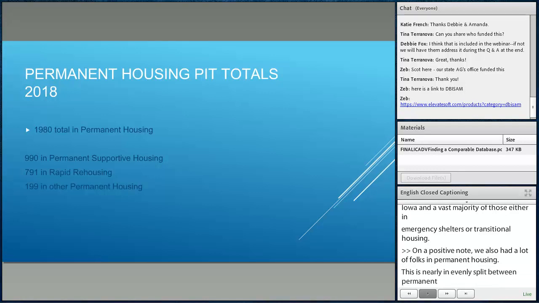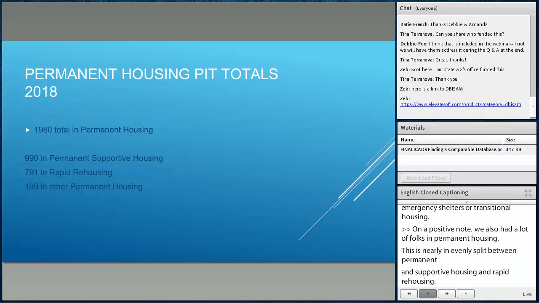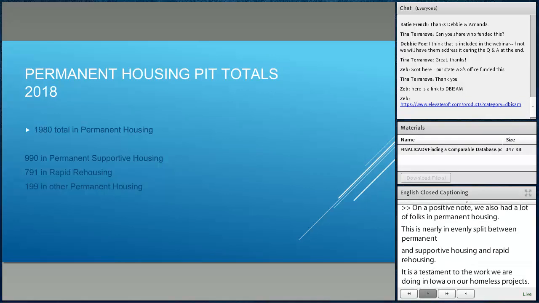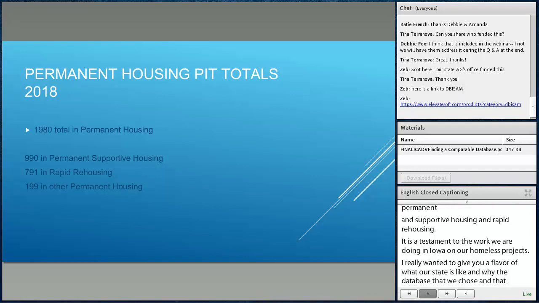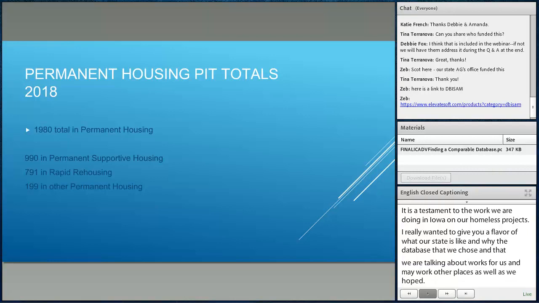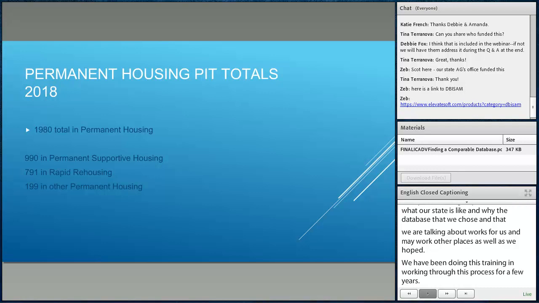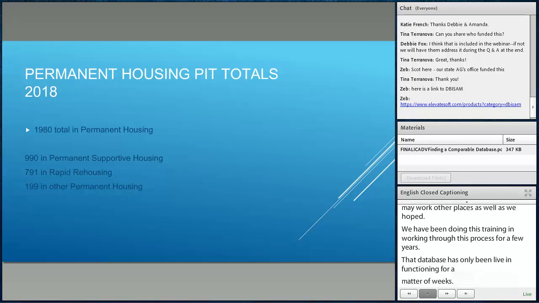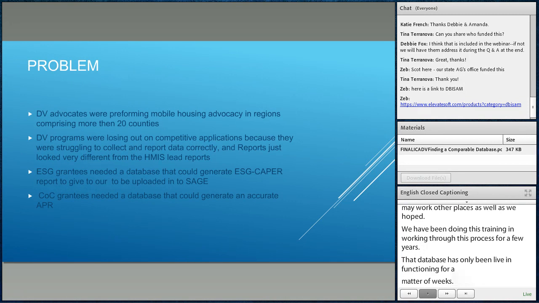which is a testament to the work that we are doing in Iowa on our homeless projects. And I just really wanted to give you a flavor of what our state is like and why the database that we chose and that we're talking about works for us, and it may work other places too, as we hope. And we've been doing this, training on this and working through this process for a few years, but the database has only been live and functioning for a matter of weeks. And programs are currently transitioning their HUD grants to this new database. So, and therein lies the problem.